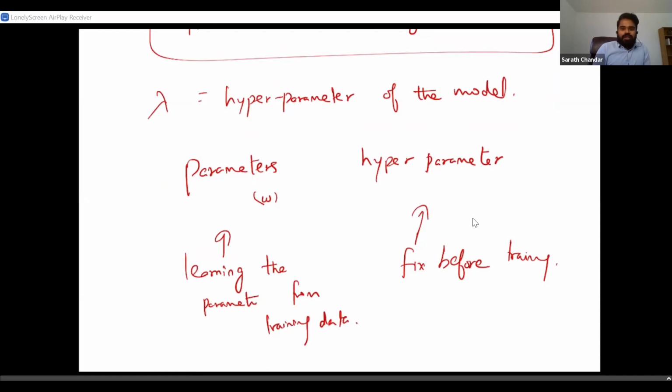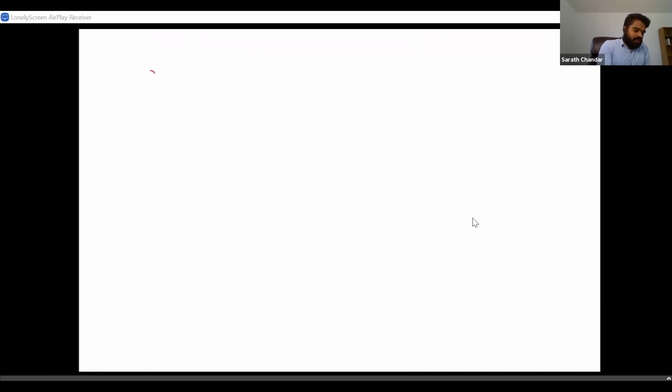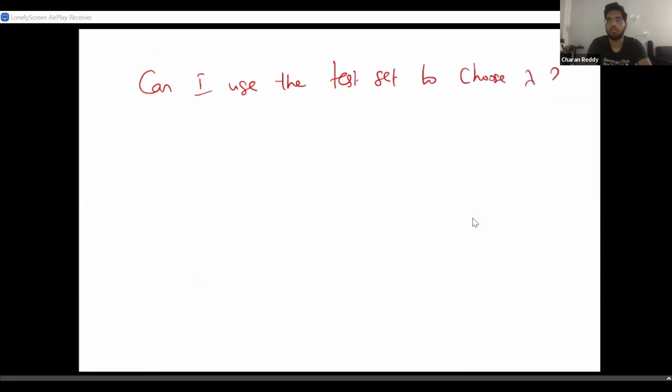Now the question is, how do I fix this hyperparameter? I can try a bunch of hyperparameter values, like ln lambda equal to -5, 5, and so on. So I could try a bunch of values. Now the question is, how do I choose which is the best lambda? Can I use the test set to choose lambda? We are going to do a poll here.